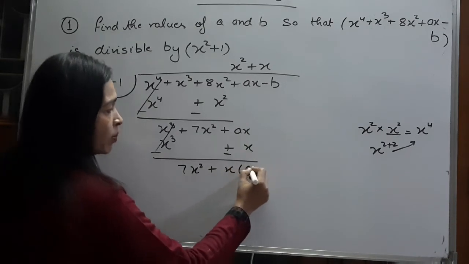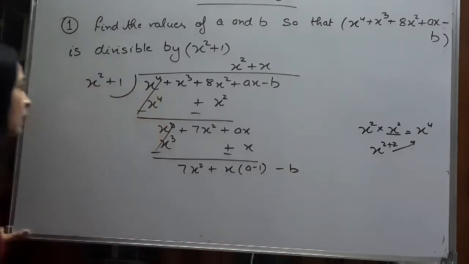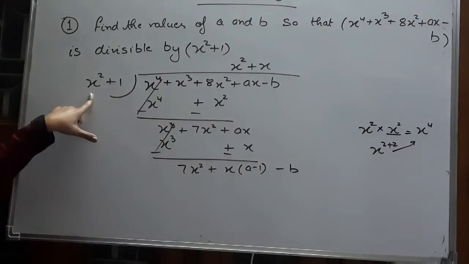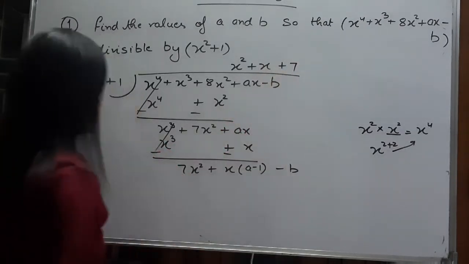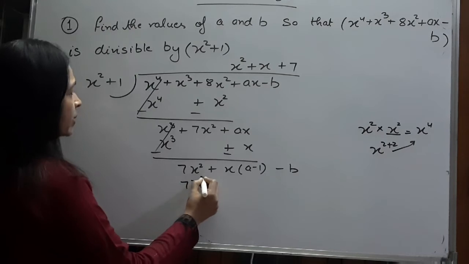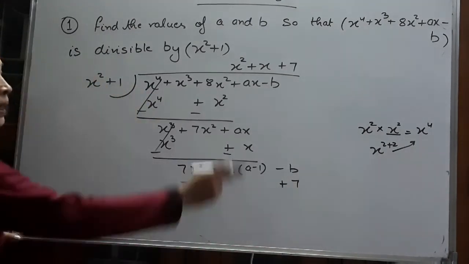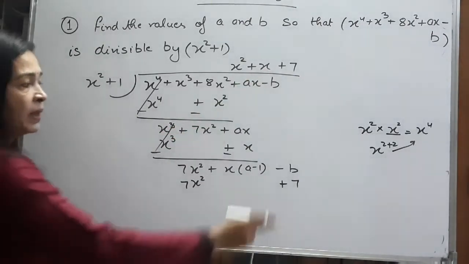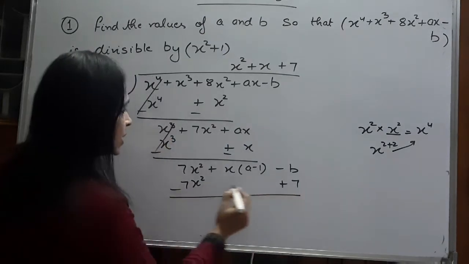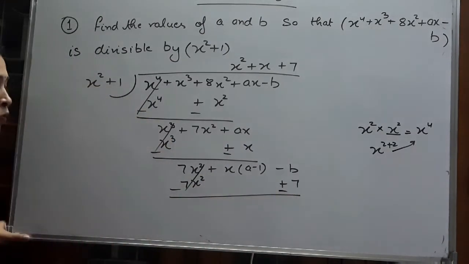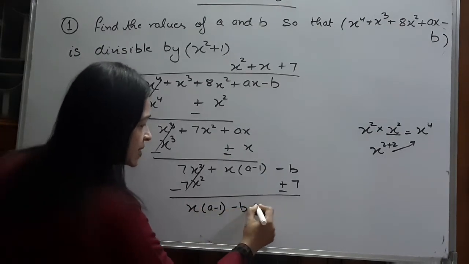If x is taken common, we get a minus 1 minus b. Now, we have x square here and we need 7x square plus 7. You will get 7x square plus 7. 7 is the constant. A and b are constants. With b, we don't have any variable. It means b is a constant. Sign changed. What do we get? X into a minus 1, minus b minus 7.